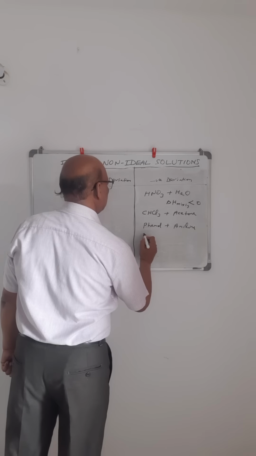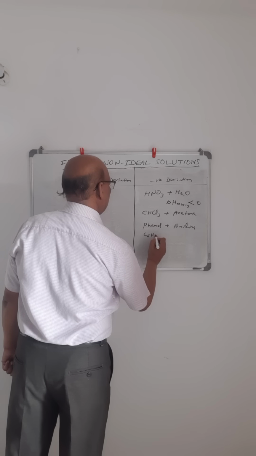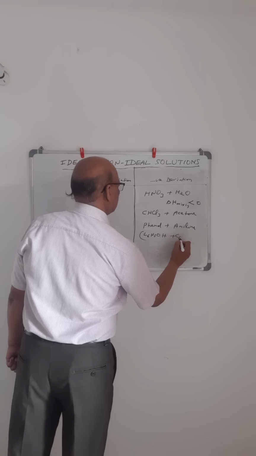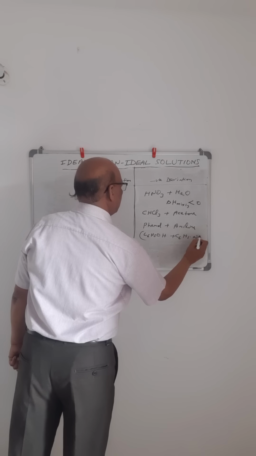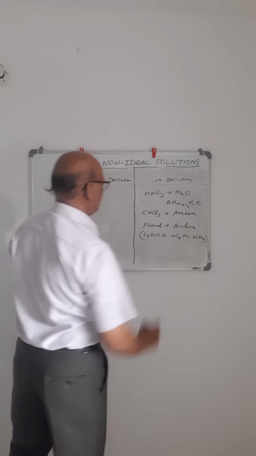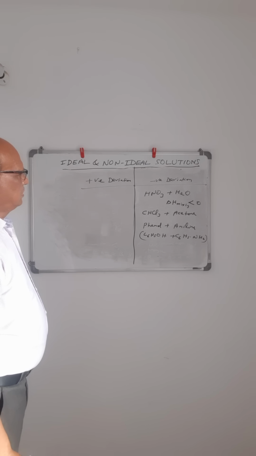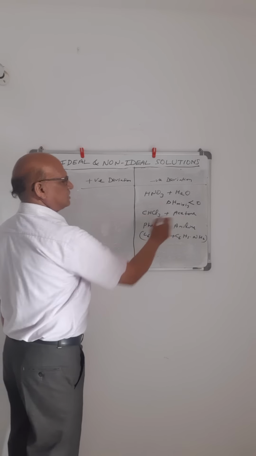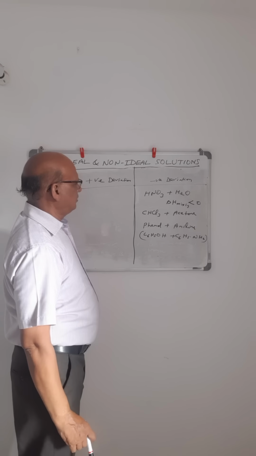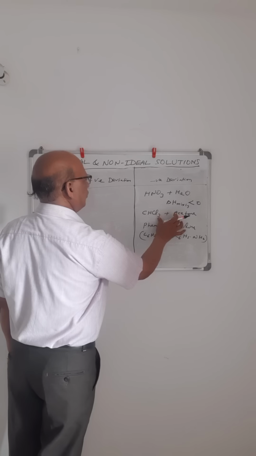What is phenol? That is C6H5OH, plus aniline. What is aniline? C6H5NH2. So they will show negative deviation. Why is chloroform plus acetone showing negative deviation? Because they will form hydrogen bonding.